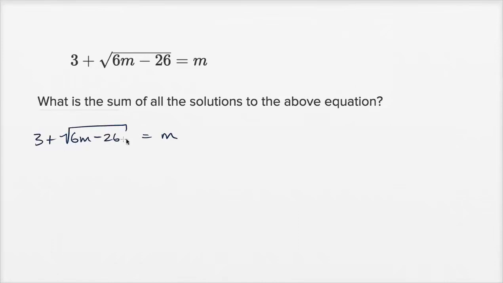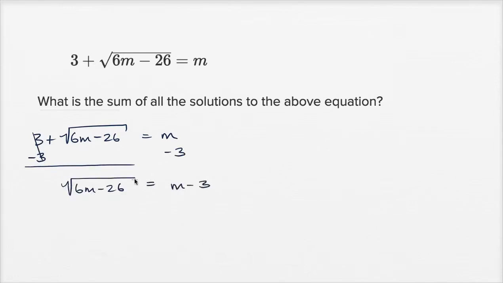So anytime you have a radical equation like this, it's a good idea to try to isolate the radical first. So let's subtract 3 from both sides to be left with just the radical on the left-hand side. And so 3 minus 3 is 0. And on the left-hand side, you're just left with the square root of 6m minus 26. And that's going to be equal to m minus 3.